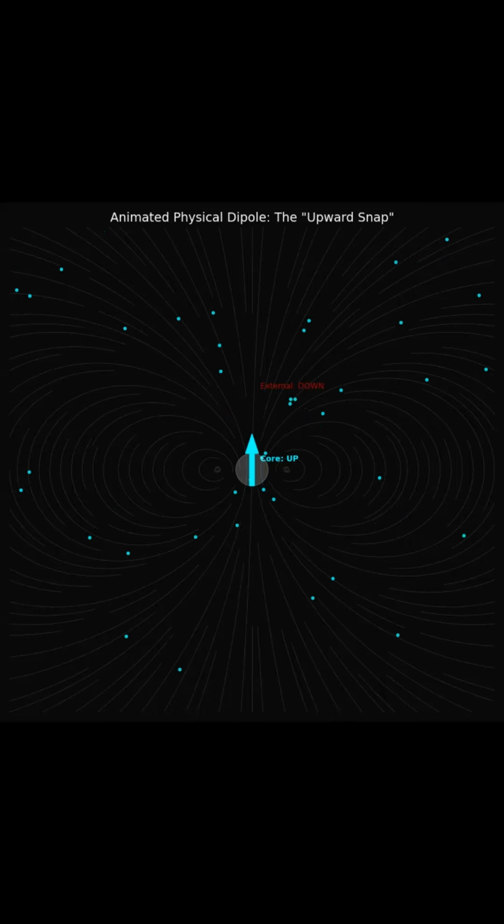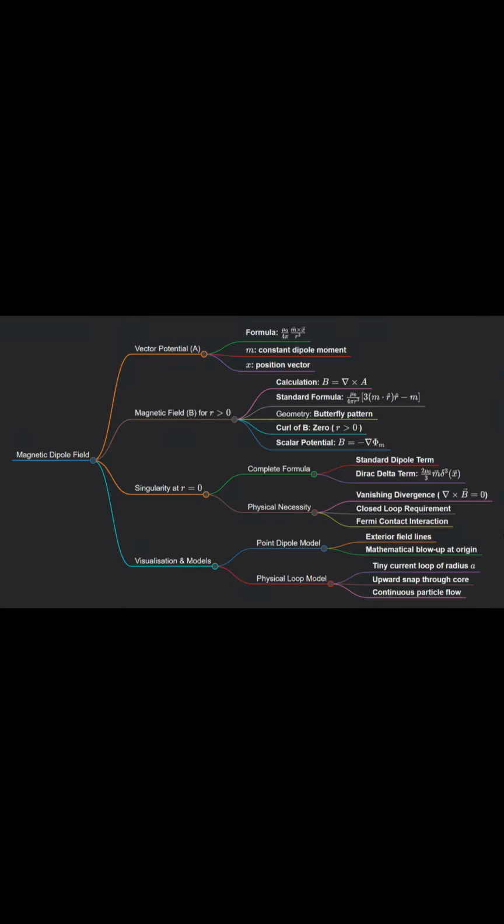The field lines curve gracefully through space, flowing out from the North Pole and looping back toward the South Pole. If you were to measure the spin or curl of this field in the empty space surrounding the magnet, you would find it is zero, confirming that no electrical currents are flowing in that empty region.